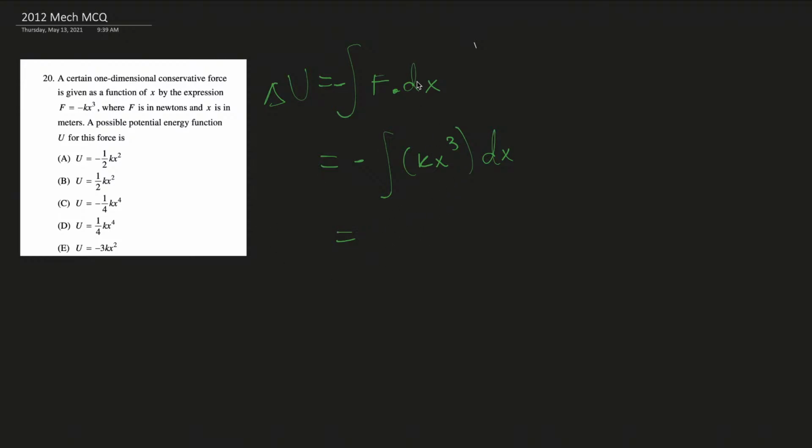So what happens is you can pull out the constants. You have negative k, and just using the power rule, you add 1 to the 3 and divide by 4. So the only one that matches here is c. This is basically just taking the integral, and you make sure that you multiply by the negative. The negative is very important, right? The reason is because F points toward lower potential. So if we do point in the same direction as lower potential, then the negative just indicates we just lost potential energy. That's all.